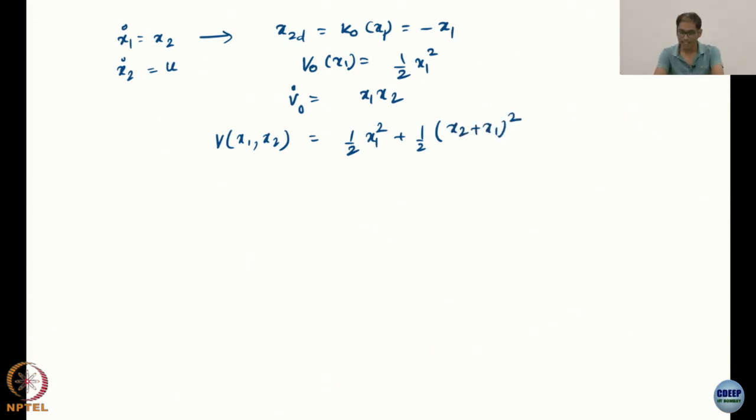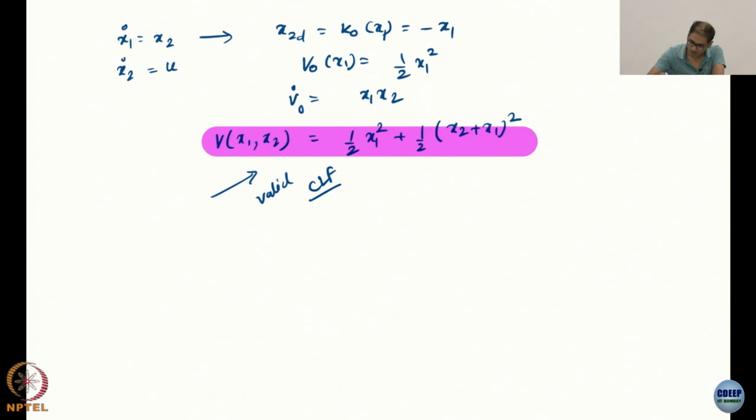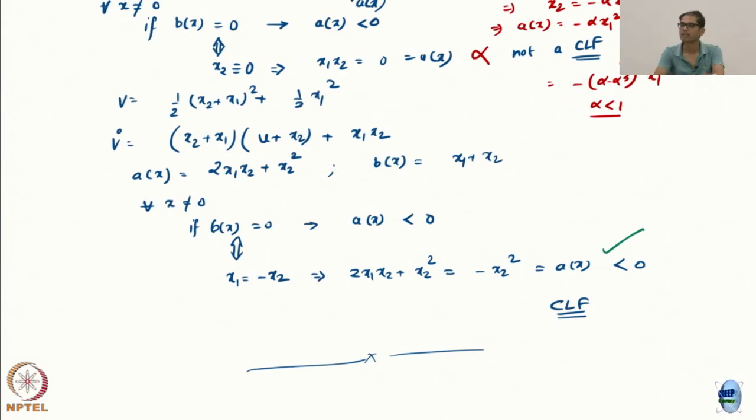Yeah, and I know because I already proved, I don't have to do any further work, that this is a valid CLF. Okay, I already know that this is a valid control Lyapunov function. So I don't have to do any additional work. Okay, and what is this? This is exactly that guy, right? We just saw this, right? Here. Yeah, half x1 squared plus half x1 plus x2 squared.